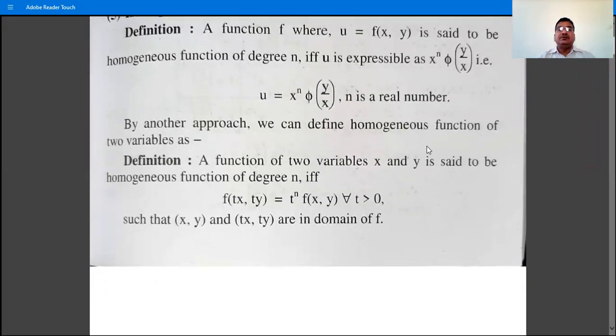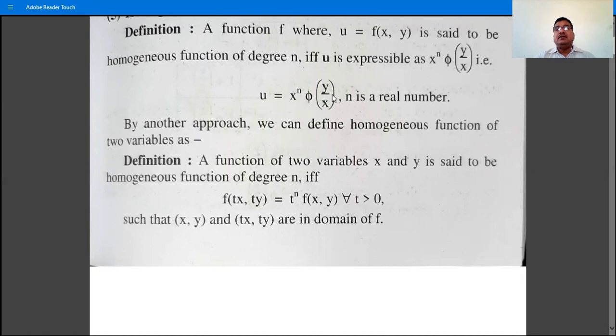Another approach to this definition: if the function f(tx,ty) can be expressed in the form t raised to n f(x,y), where t is any real number, then we say the function f(x,y) is a homogeneous function. So this is a new approach. If the function f(x,y) is expressed in the form x raised to n phi(y/x), some function of y/x, then we say it is a homogeneous function of degree n.